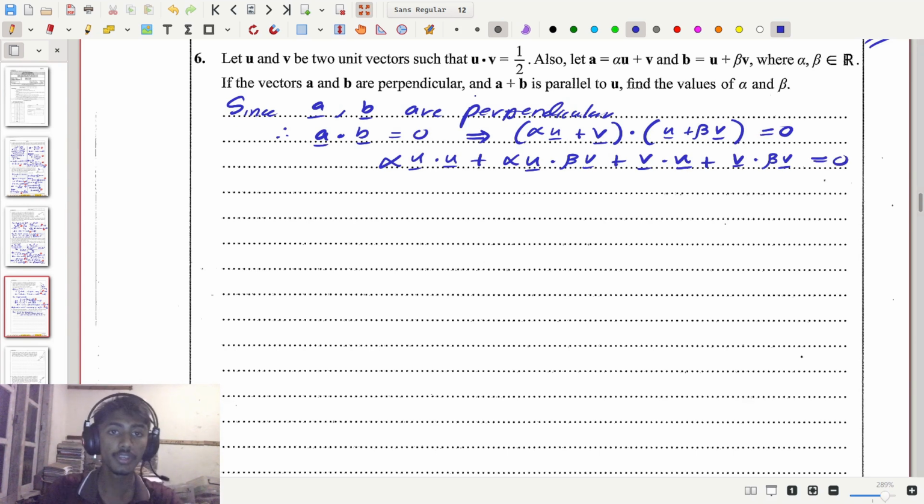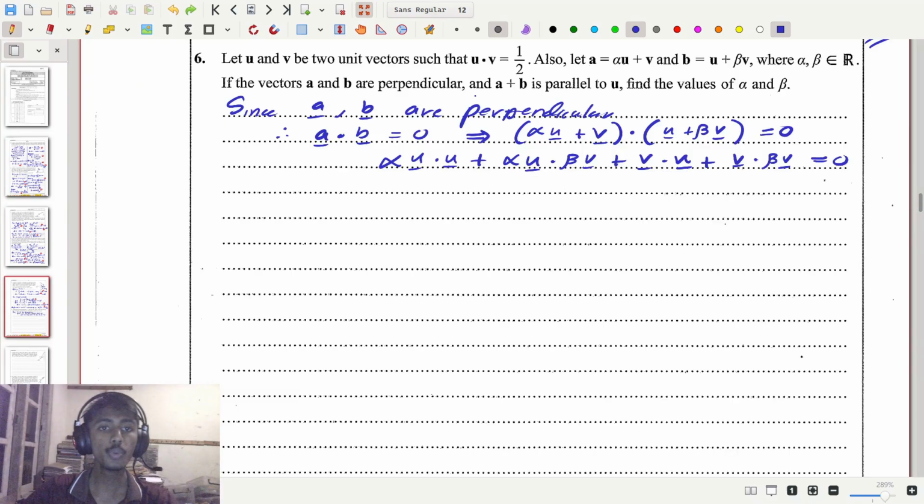Now from this, in order to find an actual equation, we need to run some substitutions. We need to do substitutions for u dot u, v dot v, and also v dot u, and over here u dot v.